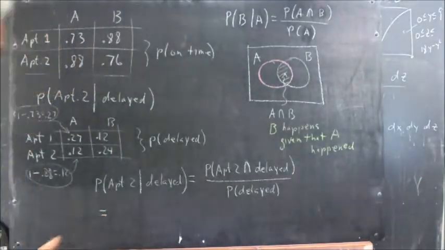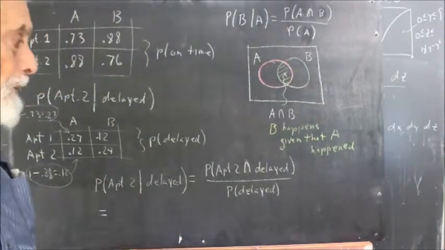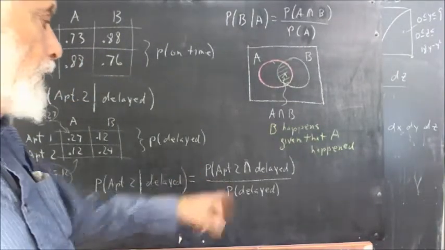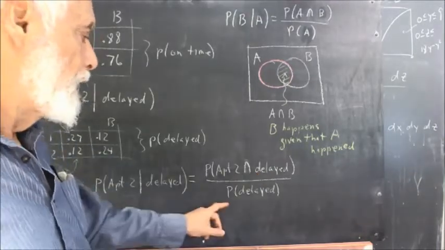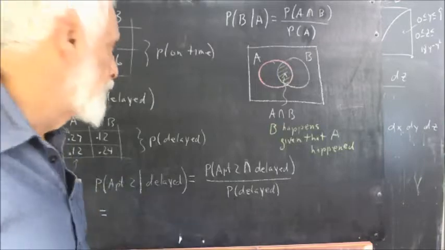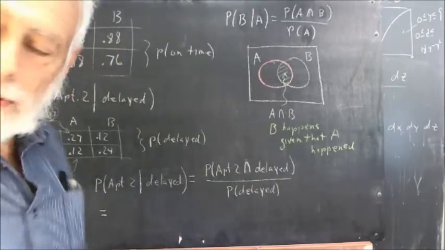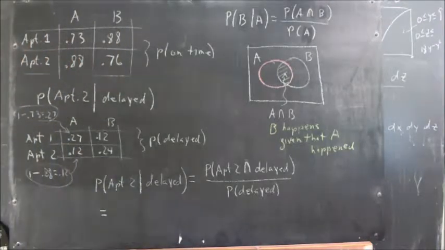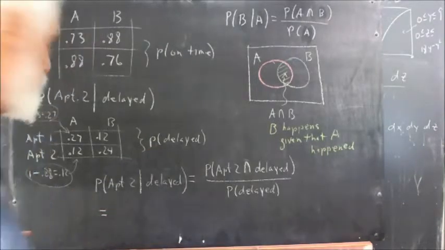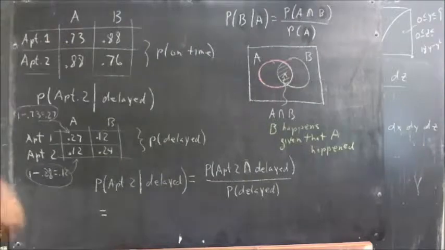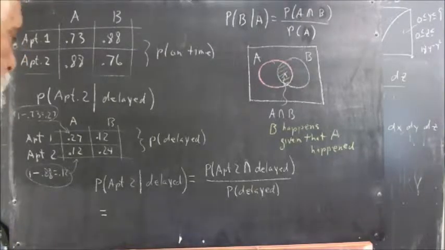Okay, so this probability would be the probability that a flight leaves from airport 2 and is delayed divided by the probability that the flight is delayed. Now at this point, unfortunately, we chose not to continue because this problem turned out to have a couple of twists in it that theoretically you should be able to deal with, but practically at the level of this course I wouldn't expect people to be able to deal with it.